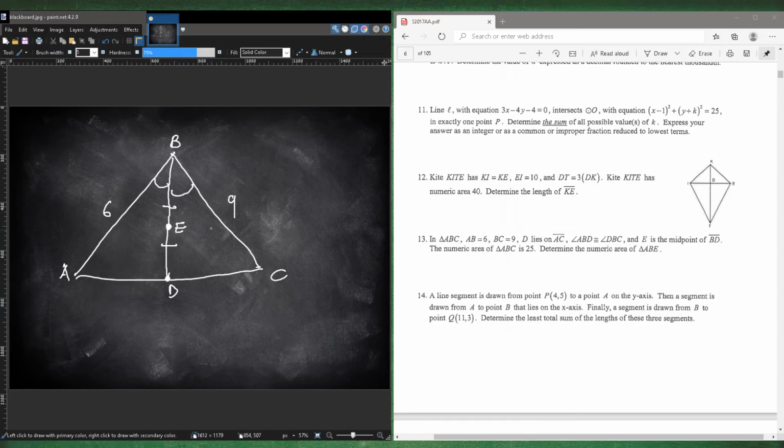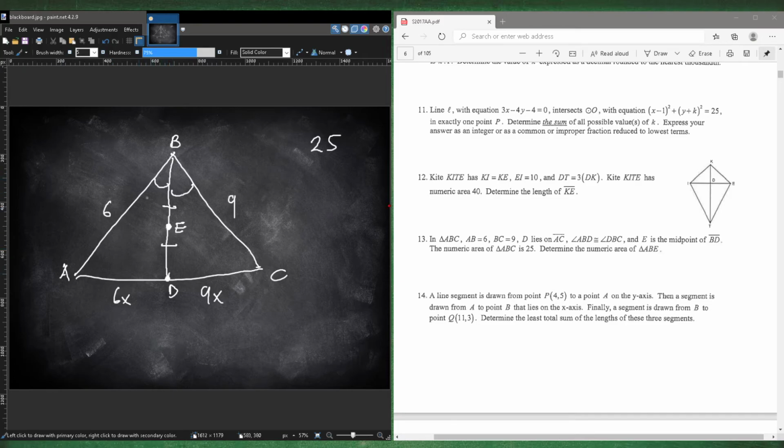The area of ABC, the entire triangle, is 25. Determine the area of ABE. So we're trying to find this area. We're going to use the angle bisector theorem, which basically means this side length divided by this side length is the same ratio as this side length to this side length, because this angle is bisected. So 6x to 9x. That's going to be a ratio. We don't know what the side length is, that's why I put x in here as a scalar.